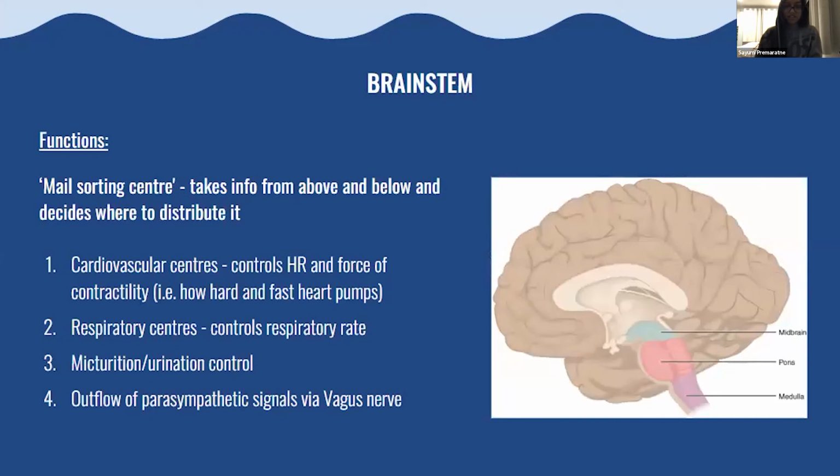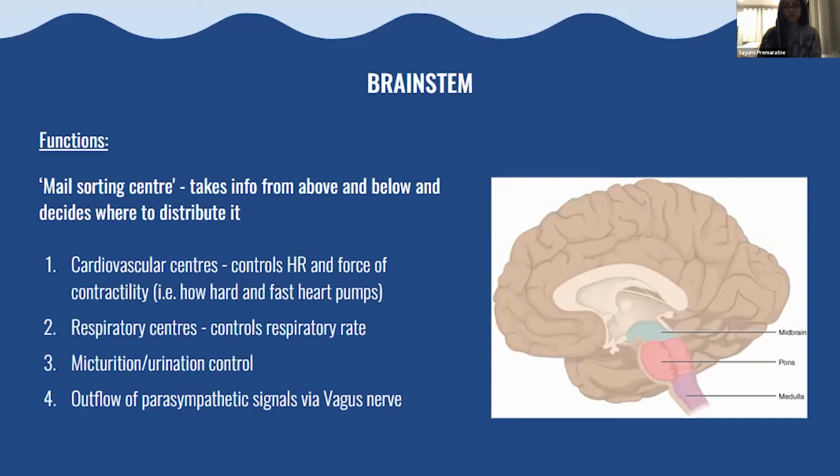Okay, and then the brainstem. It's called the mail sorting center, and I think that's what he refers to it as in the lecture as well, because it's taking information from above, like we mentioned before, from the hypothalamus, and also can take information from below, so things like the spinal cord, and it's going to decide where to distribute it.